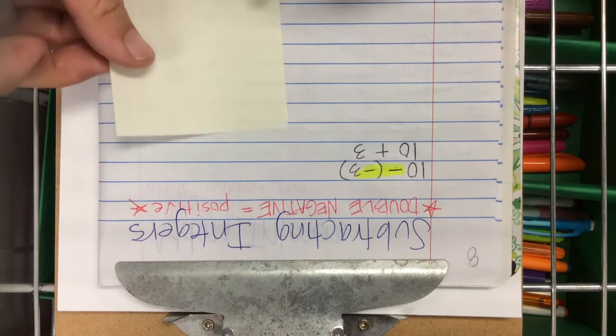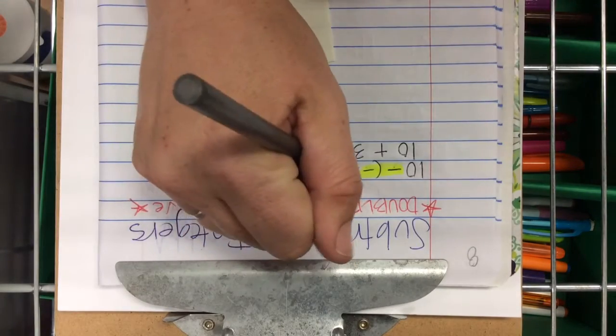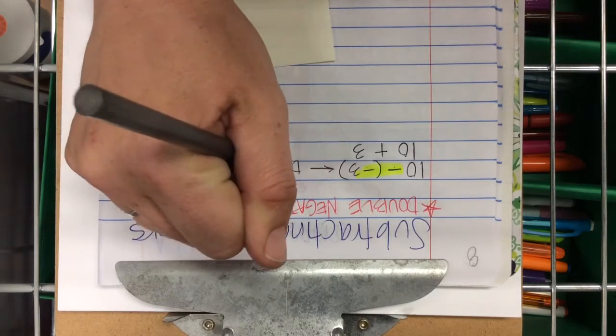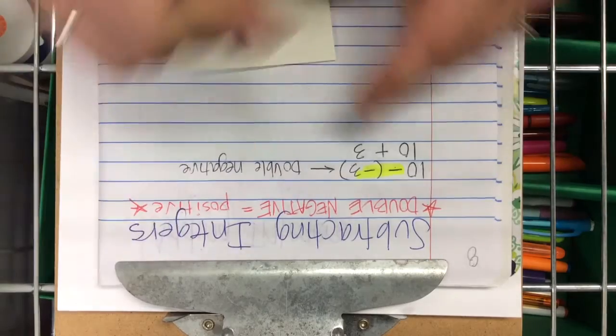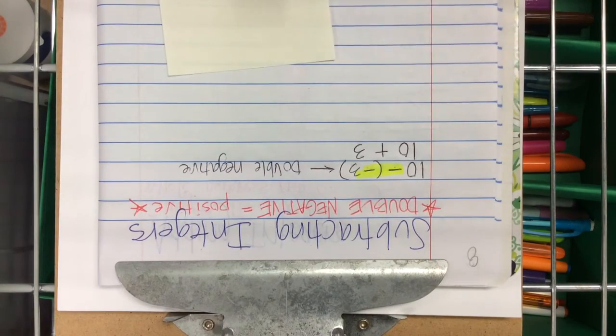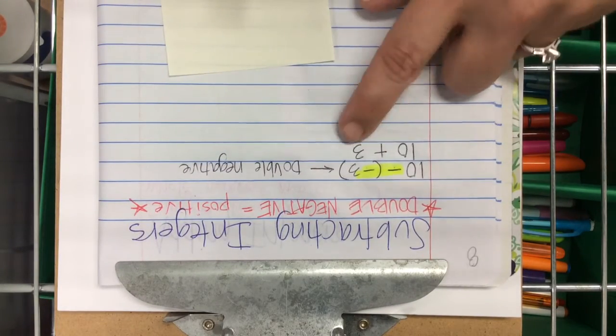And here's how my brain thinks of it. I look at this as a double negative. I cannot minus negative 3. What do I do instead? Add 3.